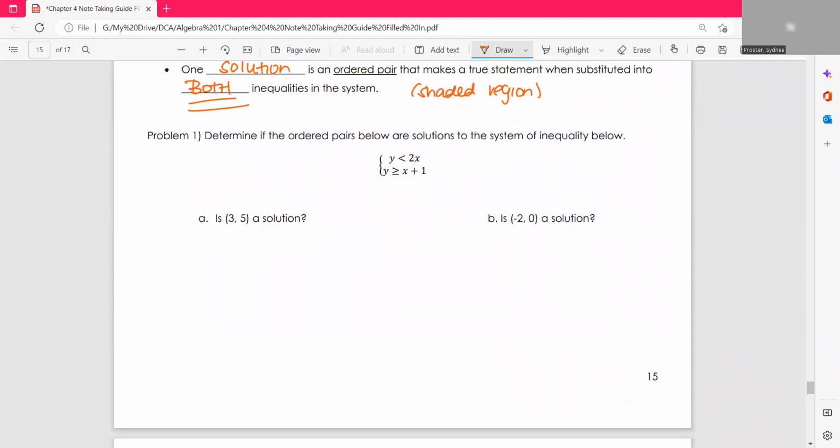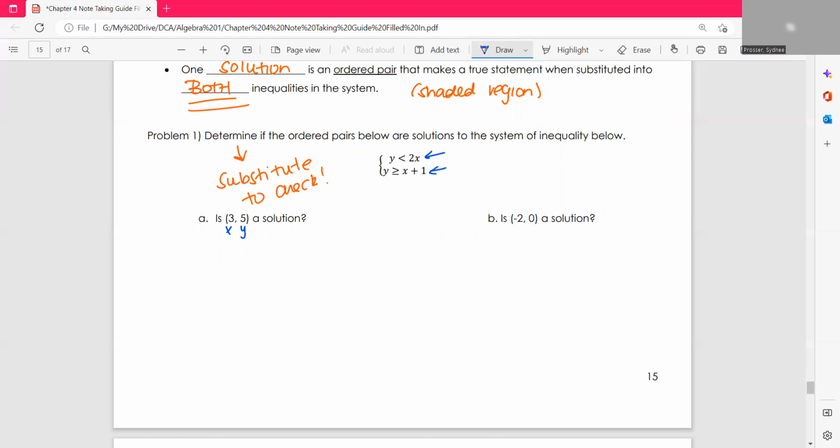It says, determine if the ordered pairs below are solutions to the system of inequalities below. So what we have to do to determine this is substitute to check. If you think about this, guys, it says, is (3, 5) a solution? Remember, 3 is an x value, 5 is a y value. And we're just going to substitute into both parts of this system.